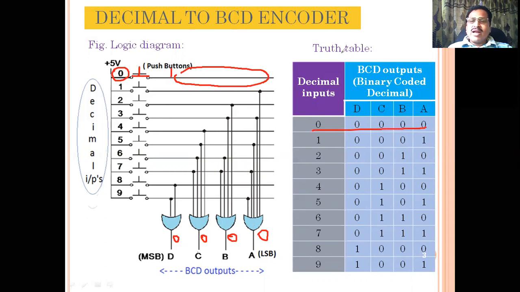You can take one more example for the sake of simplicity. Suppose we apply a decimal 3. How can I apply this? Press the button in the path of decimal input number 3. This switch is closed. That means on this line connection is made to the VCC, meaning logic 1. So logic 1 level appears on this line of the decimal input 3.